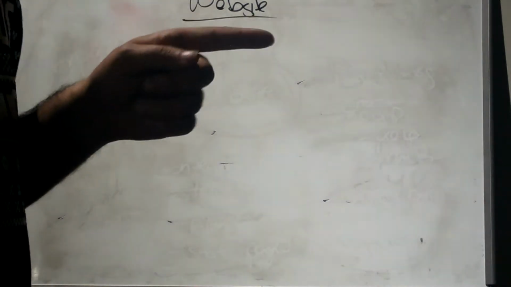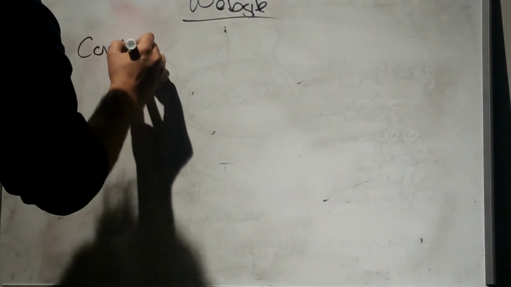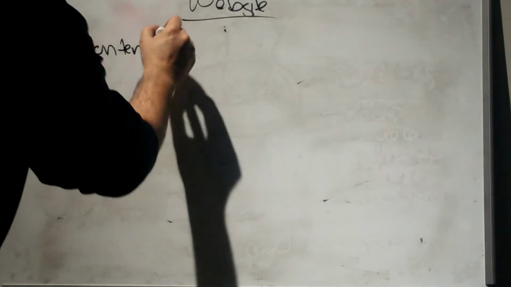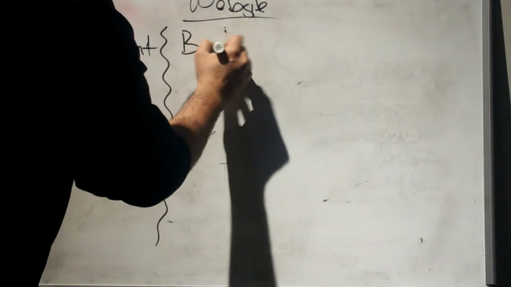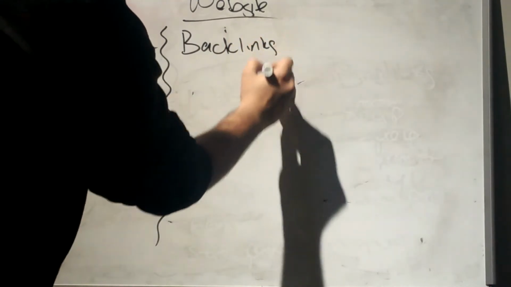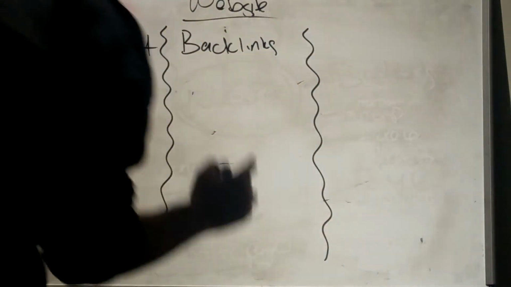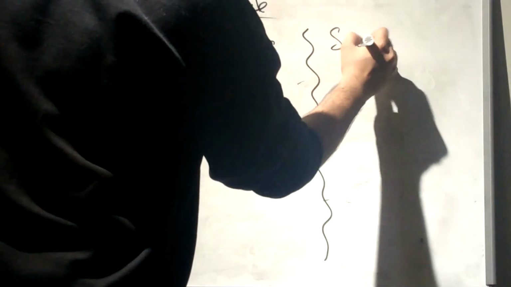The number one thing you need to worry about is the content you build. Content is king, was king, and will remain king, right? So you want good content on your website. You want to build out good quality backlinks. And you want to be active on social media.